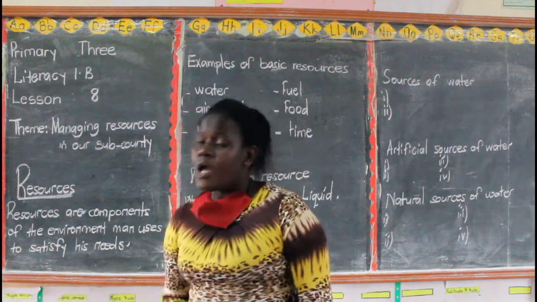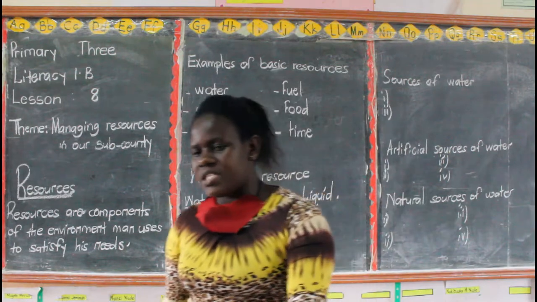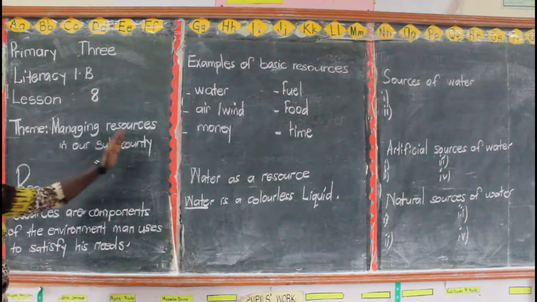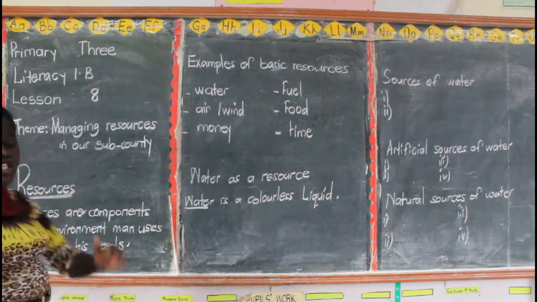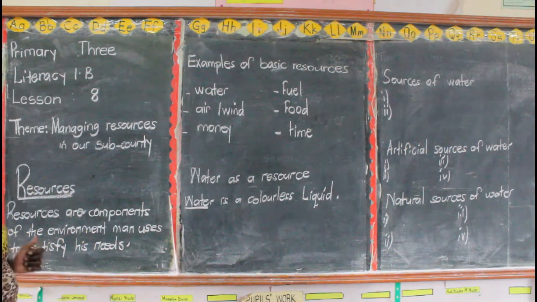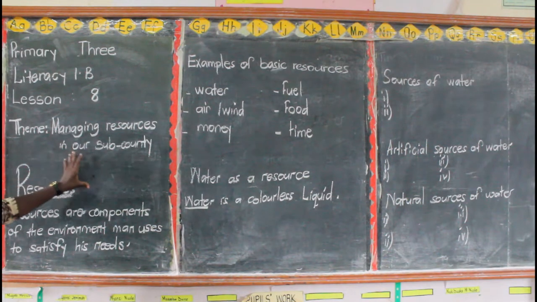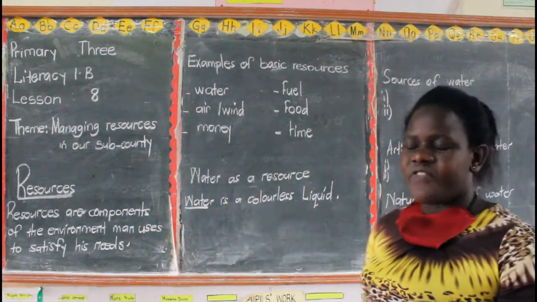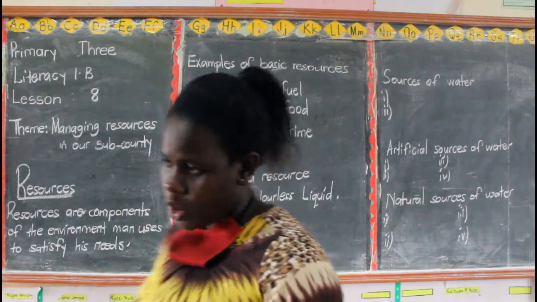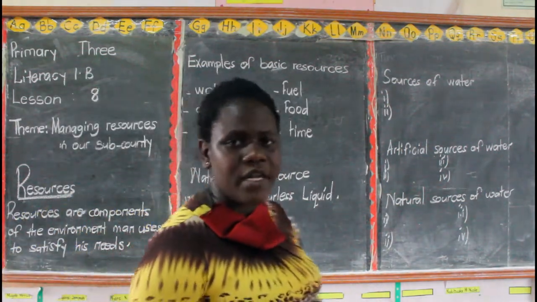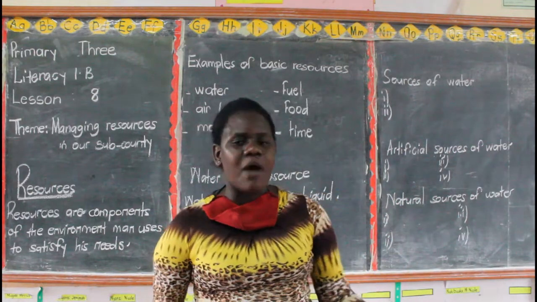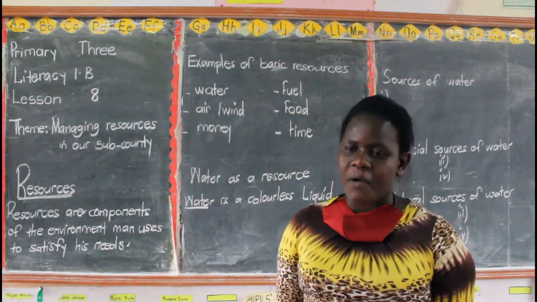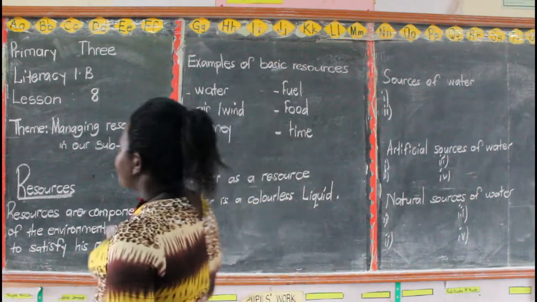So we are going to talk about how we can manage resources in our sub-county. That is why they are saying the theme, managing resources in our sub-county, and that is Machinge sub-county. At the end of this theme, you should know how to define the term resources. You should know how to write down examples of basic resources in our sub-county. You should know how to talk about each basic resource. Are we together, children?